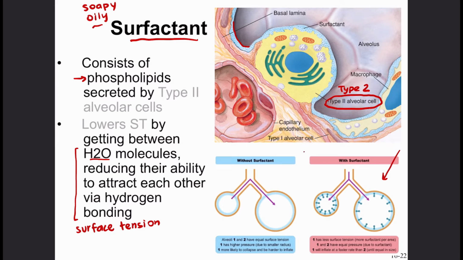As you can see in these pictures down here, if this were number 1 and this were number 2, in this picture on the left, which alveoli would collapse if there was a pressure exerted and volume decreased? Number 1 would collapse because it's smaller than alveoli number 2. But with surfactant, that is prevented because of this kind of breaking up of water molecules and hydrogen bonding.